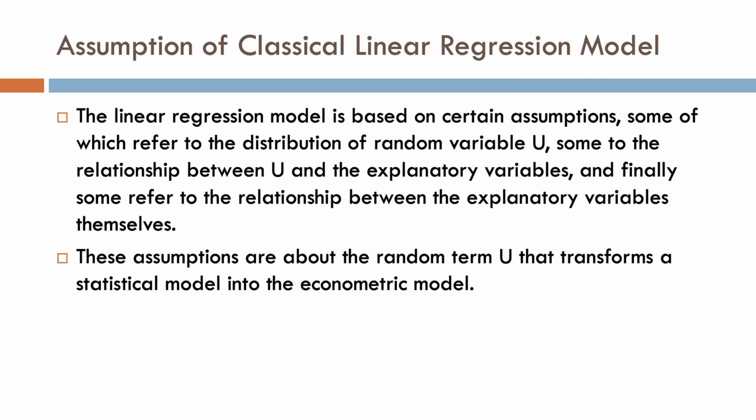Now, let us see some of the assumptions made on the classical linear regression models. The linear regression model is based on certain assumptions, some of which refer to the distribution of the random variable u, some to the relationship between u and the explanatory variable, that is x, and finally some refer to the relationship between the explanatory variables, which will come only for the multiple linear regression models.